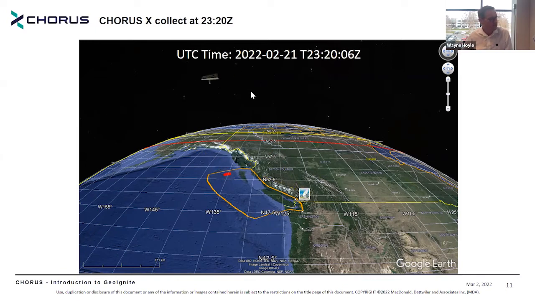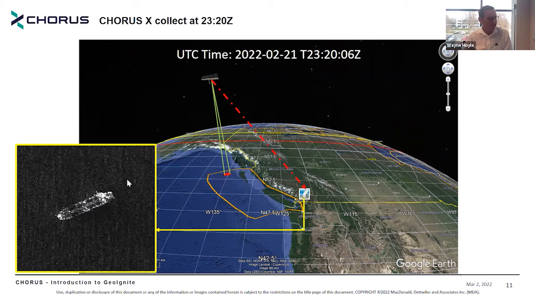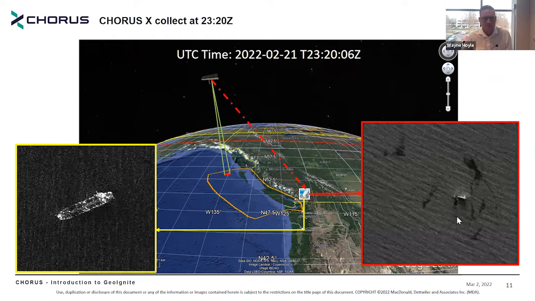The satellite then progresses an hour later, so 60 minutes after that first collection. It's now over top of the area that we're interested in. It's going to image. It will also downlink to the ground station and provide a high resolution image of the vessel of interest, having detected it and projected where it would be in 1 hour, and also a higher resolution image of the oil that we thought we had detected in that first image.